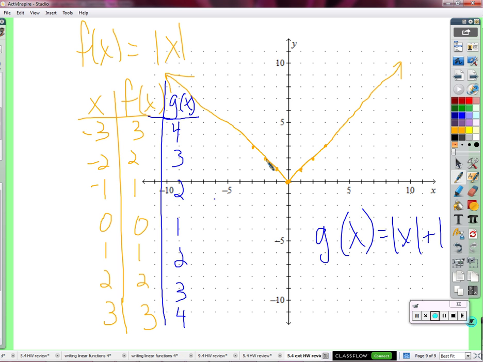What do you think it's going to do? How do you think that graph is going to look compared to this orange graph? Oh, it'll be up high, 1 up from this graph. It'll be 1 up, yeah. 1 up from each of these points.